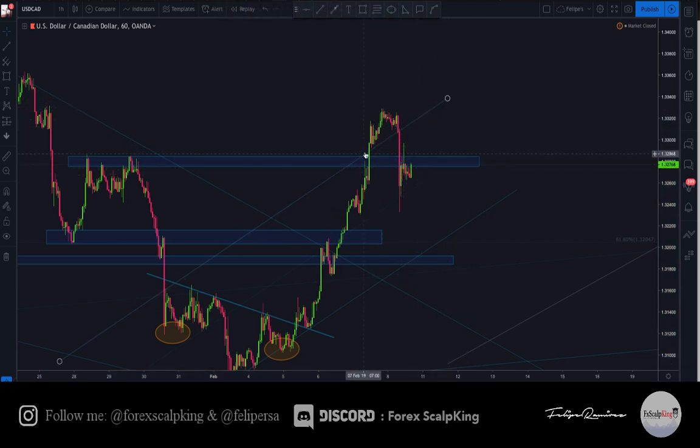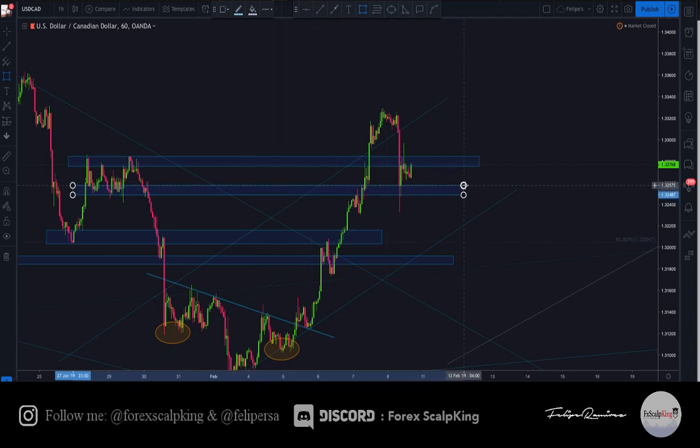Look how it got out. It tried to get this line as support, but obviously the market doesn't move in one direction and needed this pullback. What's interesting is that the market closes right in this area right here. This traffic area matches this one right here.